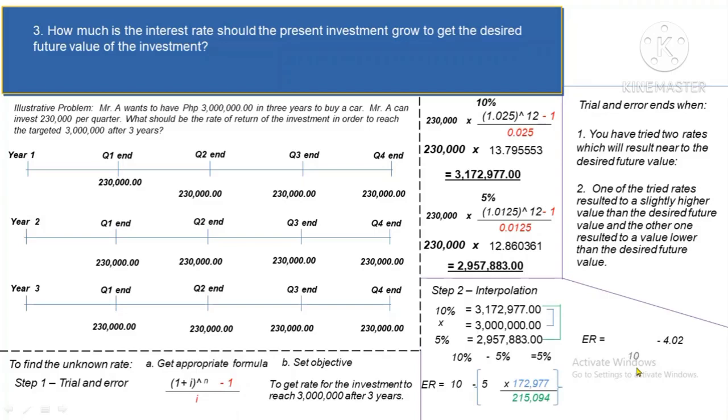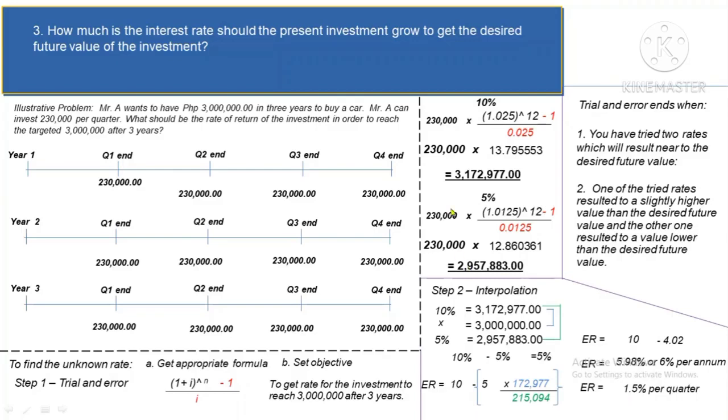So we have 10 minus 4.02, then we're going to have an effective rate of 5.98% or 6% per annum. And if you wanted to convert it, you have 1.5% per quarter.